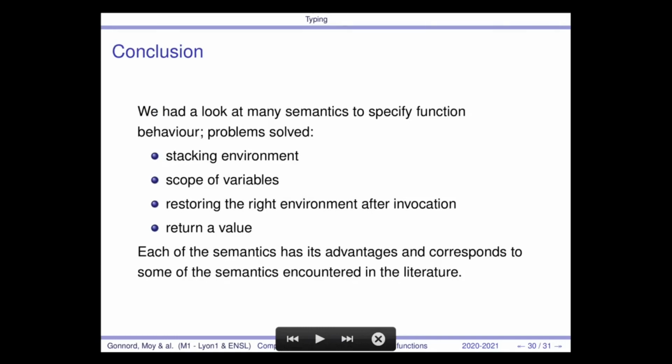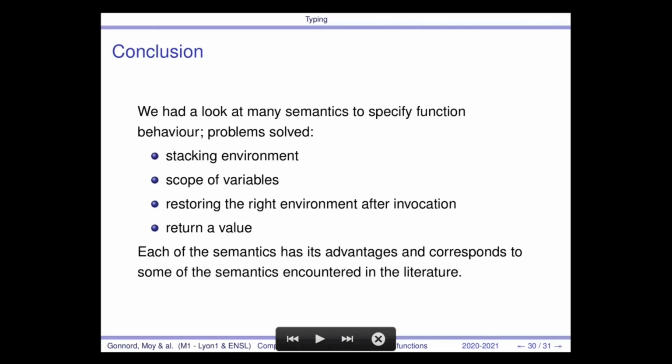So to conclude this course, we've looked at many semantics to specify function behaviors. I consider that these mustn't be taken as built-in semantics that are the perfect solution, even if it works well and it's very close to the semantics you would find in the literature. But we solved several problems that I find important, and getting inspiration from the way we've solved those problems is a nice thing to remember from this course. We've seen how to stack environments and deal with the scope of variables in very different ways. Some were more constructive, some were a bit easier to write. And for the scope of variables, the key part is to be able to restore the right environment after invocation.